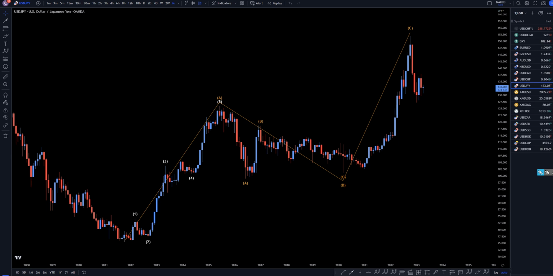Today is Tuesday, April 11th, and I'm going to be analyzing the US dollar yen starting on the monthly, working my way down to the 1 hour time frame.